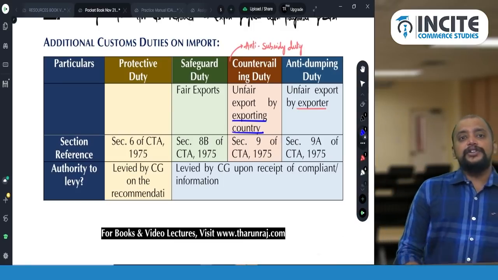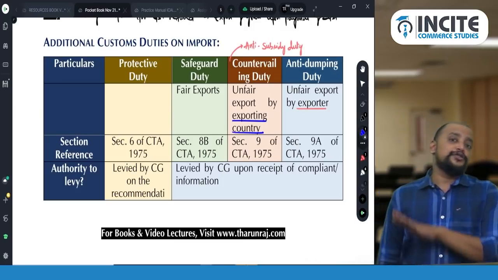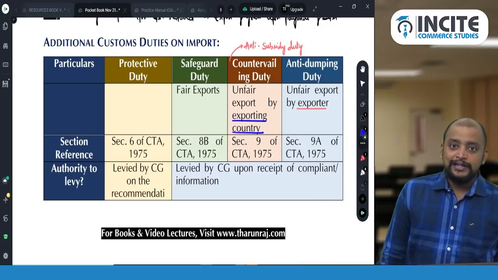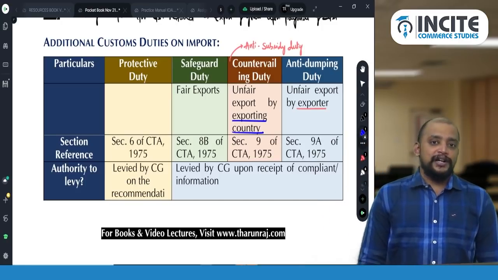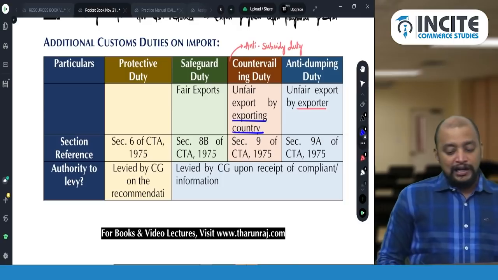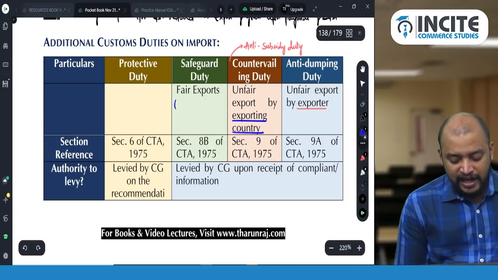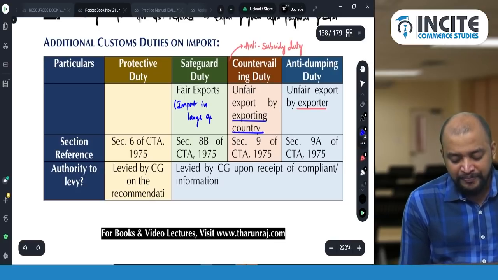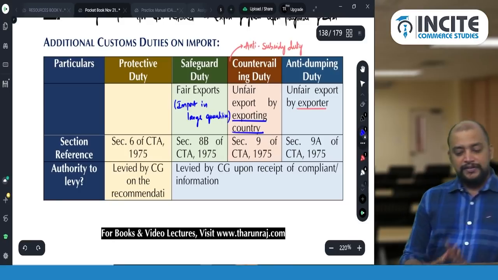Then safeguard duty, fair exports. So there is nothing unfair, everything is fair, but it is the importers' mistake that they are importing it in large quantities. It is fair exports only, but we are importing in large quantities. So when goods are imported in large quantities, then there will be safeguard duty.